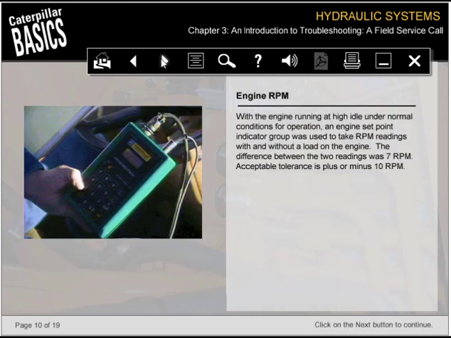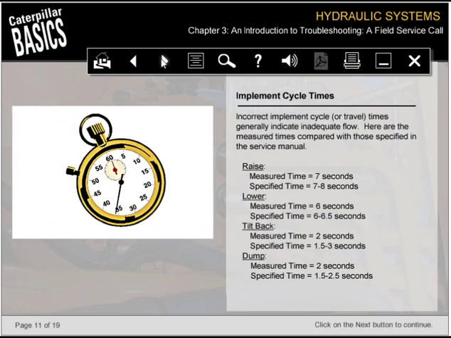With the engine running at high idle under normal conditions for operation, an engine set point indicator group was used to take RPM readings with and without a load on the engine. The difference between the two readings was 7 RPM. Acceptable tolerance is plus or minus 10 RPM. Incorrect implement cycle or travel times generally indicate inadequate flow. Here are the measured times compared with those specified in the service manual.